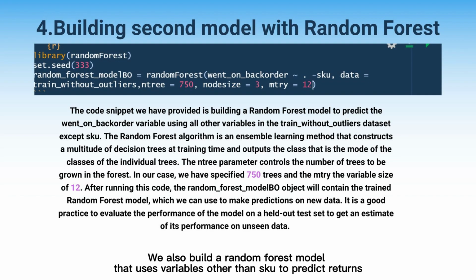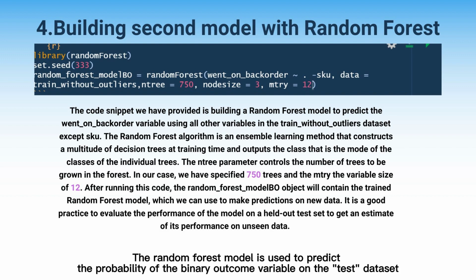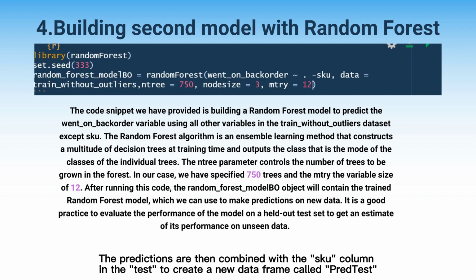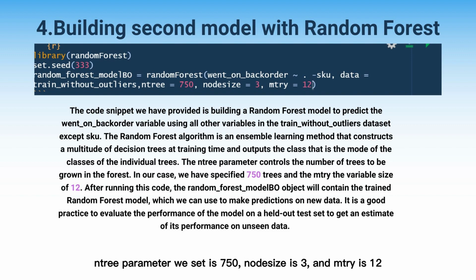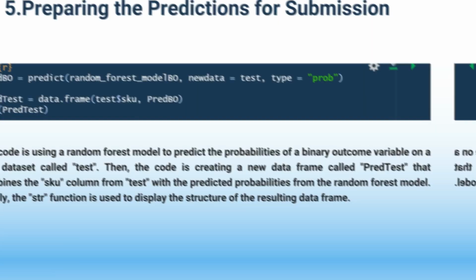We also build a random forest model that uses variables other than school to predict returns. The random forest model is used to predict the probability of the binary outcome variable on the test dataset. The predictions are then combined with the school column in the test set to create a new data frame called pretest. The algorithm builds multiple decision trees and outputs the patterns for each tree class. The ntree parameter we set is 750, nodesize is 3, and mtry is 12.